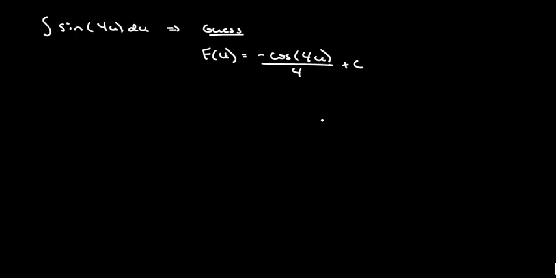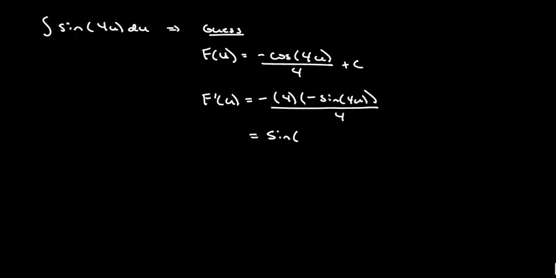So let's put a plus c on there. So now if we take f prime of u, we're going to get negative, then the 4, then the negative sine 4u over 4 plus 0. So negative times a negative is positive. 4 divided by 4 is 1. So we get sine 4u, which is exactly what we wanted. So this guy right here is the antiderivative.